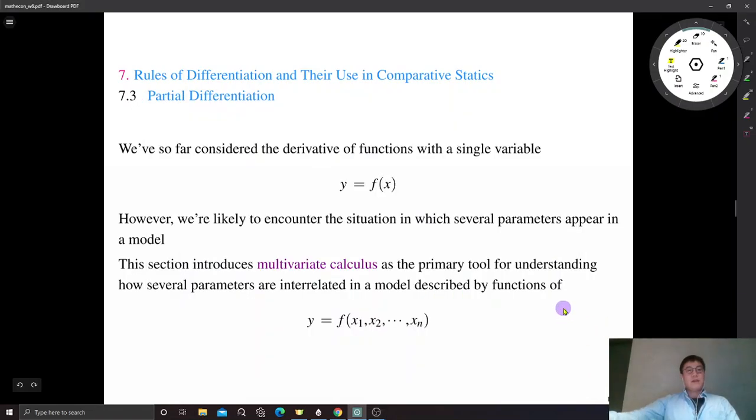Alright, in this video I'm going to talk about partial differentiation, the remaining topic in chapter 7. There are some additional topics in that chapter such as applications. We already discussed some applications of differentiation rules, so I think we had enough discussion about applications. And there is one more topic, Jacobian, in that chapter.